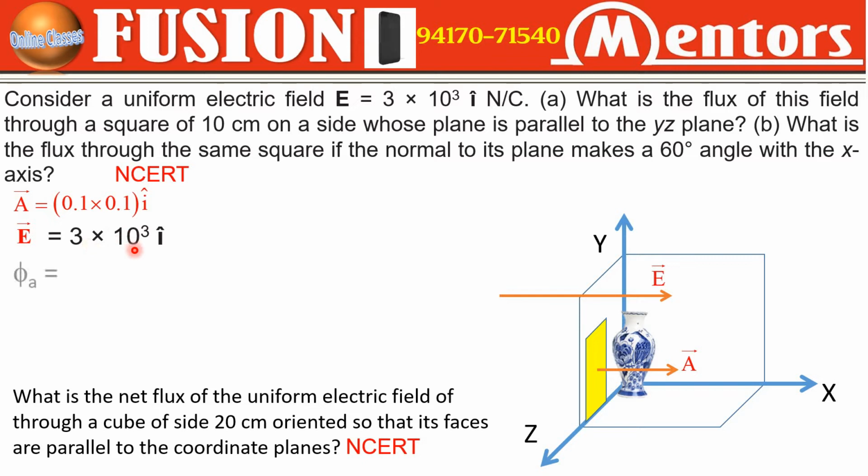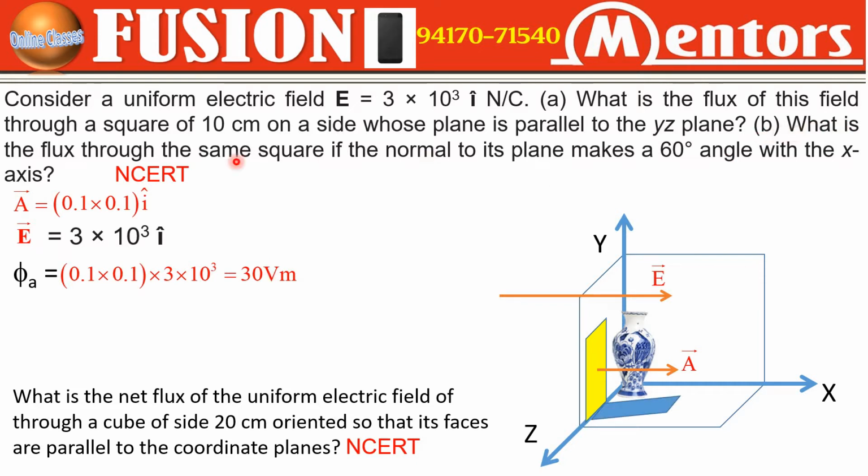Now flux is given as E dot A. So you have to take dot product of these two vectors. Since angle between these two is equal to 0 degree, so straightway E into A into cos 0. Cos 0, that is 1. So just multiply and you get the answer.